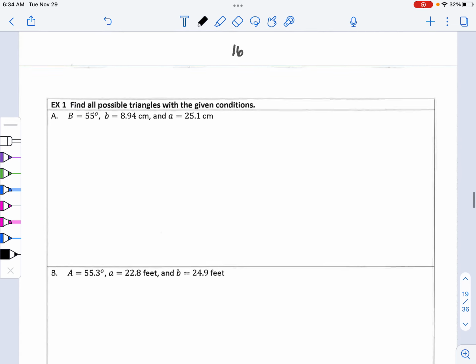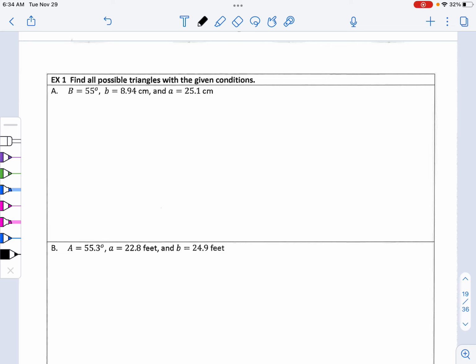All right, so let's do a couple problems. With this situation, given angle B is 55 degrees, I have my acute angle, I have my matching side, and I have my other side. So let's take a look at this one. Let's set this one up.